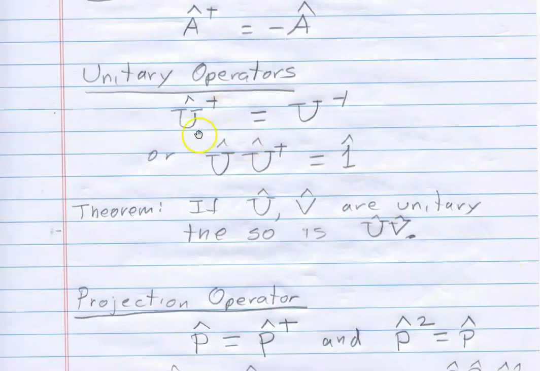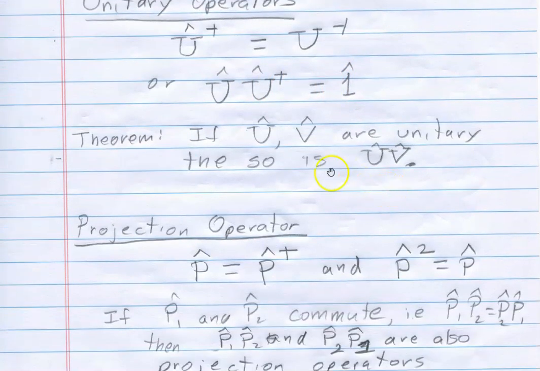Unitary operators: it turns out for unitary operators, the Hermitian adjoint is equal to the inverse. Or another way to say it is U times its Hermitian adjoint has to be the identity operator. Kind of an interesting theorem that has some application: if U and V are both unitary, then so is their product.